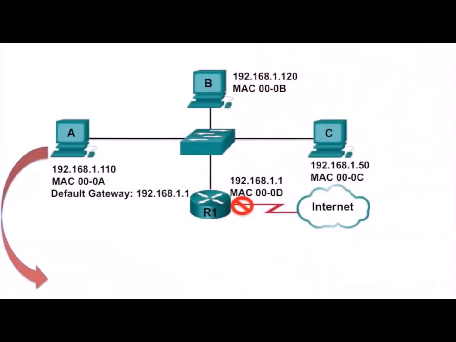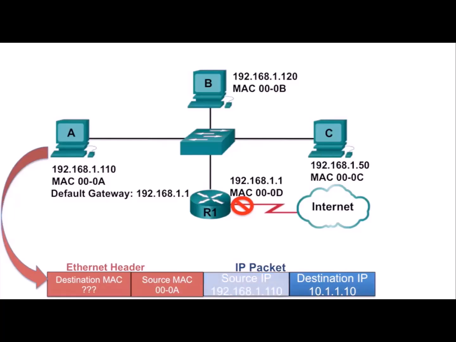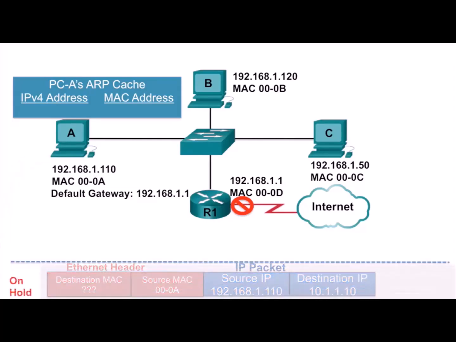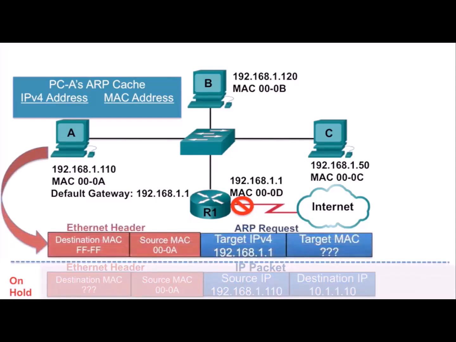In this video, PCA has an IP packet, source IP address itself at 192.168.1.110, and destination IP address 10.1.1.10, which is an IP address on a remote network. So the destination MAC address will be that of its default gateway, 192.168.1.1, the router R1 in this case. PCA checks its ARP cache for that IP address, 192.168.1.1, and there's no entry with a MAC address. So it puts the packet on hold and creates an ARP request.